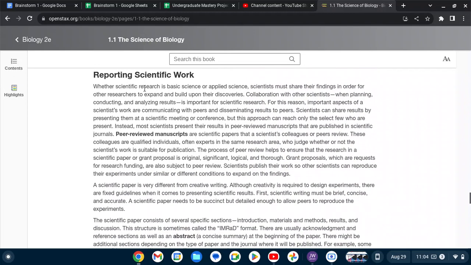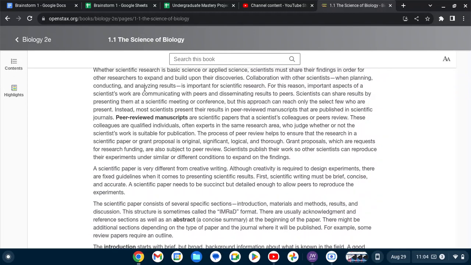Reporting scientific work. Whether scientific research is basic science or applied science, scientists must share their findings in order for other researchers to expand and build upon their discoveries. Collaboration with other scientists when planning, conducting, and analyzing results is important for scientific research. For this reason, important aspects of a scientist's work are communicating with peers and disseminating results to peers.